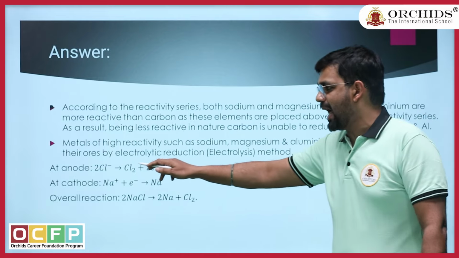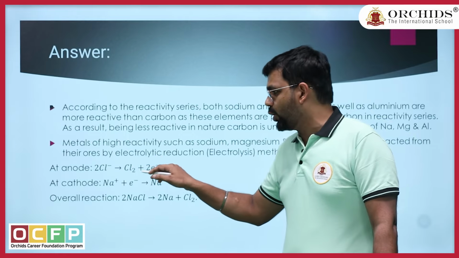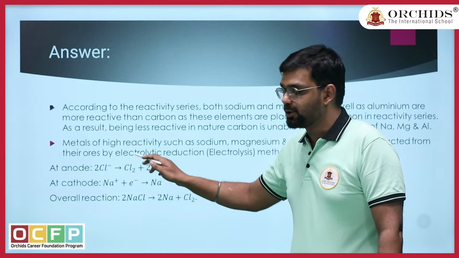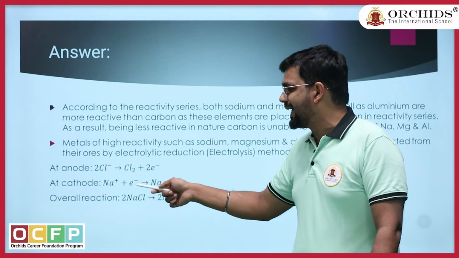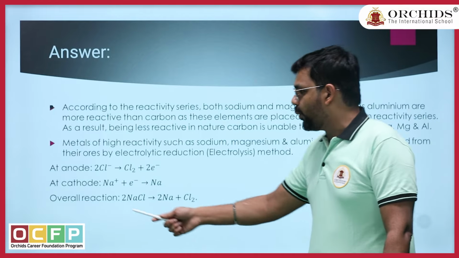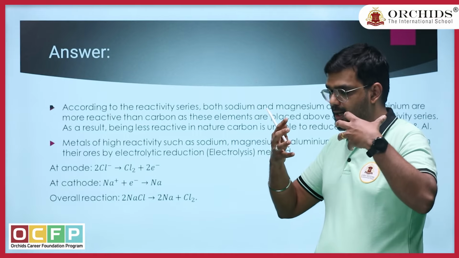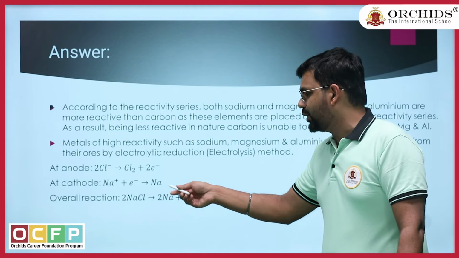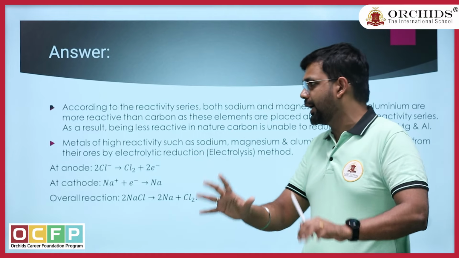So what reaction exactly happens at the anode? The anode is positively charged, so chlorine gas will be liberated over there. Two chloride ions release 2 electrons, and chlorine gas is liberated at the anode. Similarly, what happens at the cathode? The sodium ion gains one electron and forms sodium metal. So what is the overall reaction? NaCl, the electrolyte, is decomposed: 2NaCl gives 2Na and Cl2. So this covers your entire question on electrolytic refining.